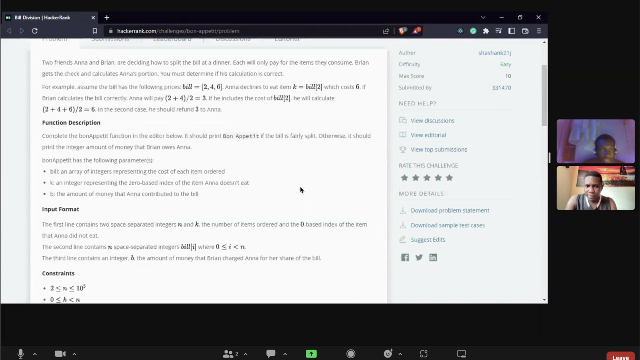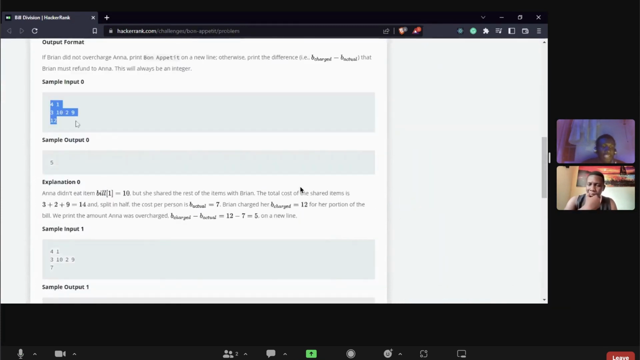So in this instance here, the array of prices, which is now the bill, will be 3, 10, 2, and 9. What Anna refuses to pay will be index 1, which, if we take this array and assign it to an index, this will be 0, this will be 1. Sorry for that. So 3 plus 2, which is 5, plus 9, which is 14, divided by 2, which is 7, right? And what Anna paid was 12 bob. So if we do 12 minus 7, we get 5. So that is what we expected. But if Anna had paid 7 bob, then we would print Bon Appetit because this is what we expect.